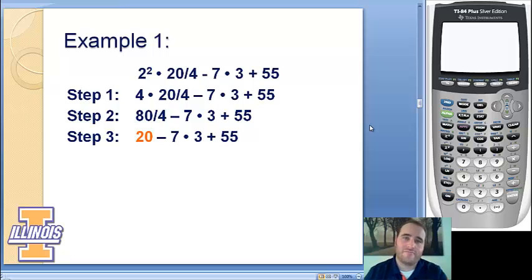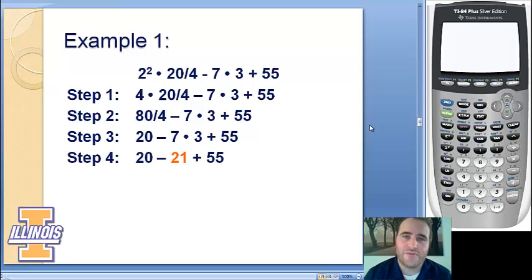Now I start again. I see subtraction, multiplication. Now I have to do that, which is 7 times 3. Go ahead and do that, and we get 21. Now, do we have any more multiply or divide? No, not in step 4. We've gotten rid of it.